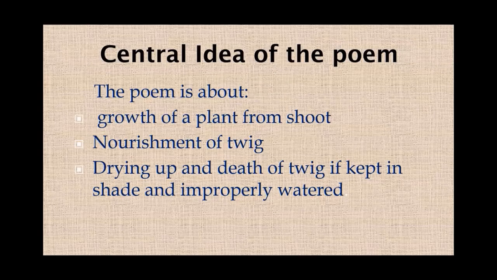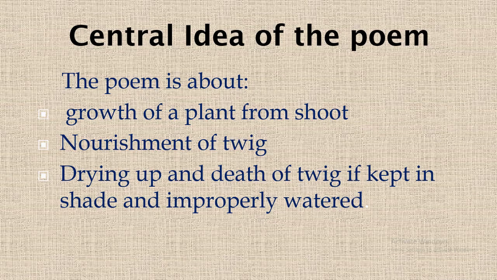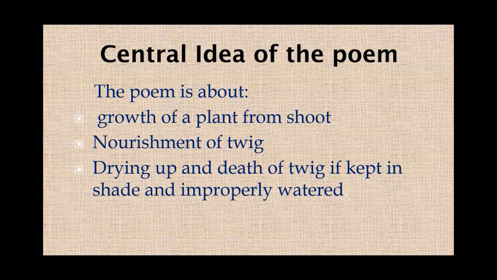Okay, students, it's time to derive a central idea of the poem. Here, students, let me tell you that by central idea, we mean the main idea or thought around which the poem revolves, or we can say that it is the point which the author wants you to remember the most. So the central idea of our poem is that a shoot or a tiny twig of a plant can give rise to a new life only if it is provided with proper care and nourishment. But it will die if no one gives it attention.